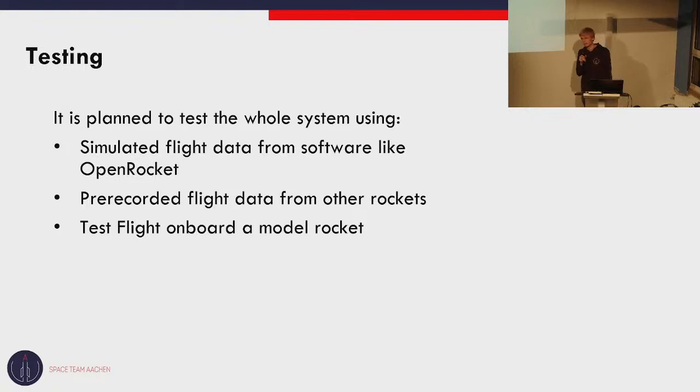The last option is to use a small-scale test flight. As it's not as important to detect apogee at 10 kilometers, we can also do it at 100 meters. That is what we are currently planning, to conduct a small-scale test with a small rocket, put our board inside, and look if we can predict apogee correctly.